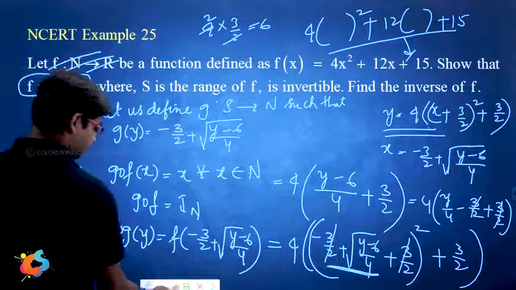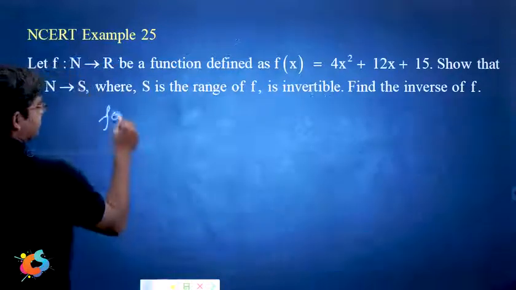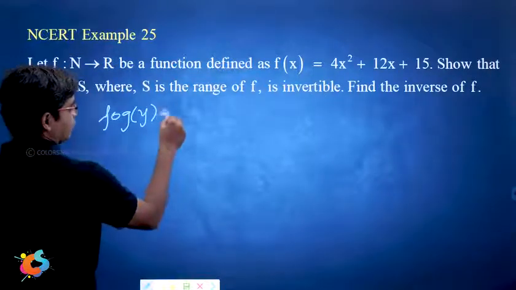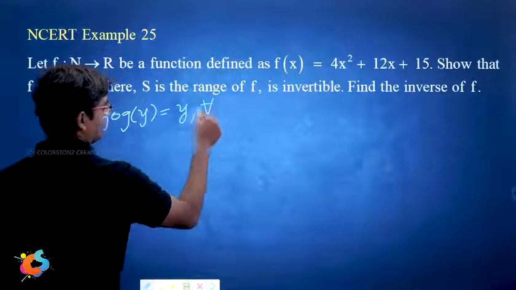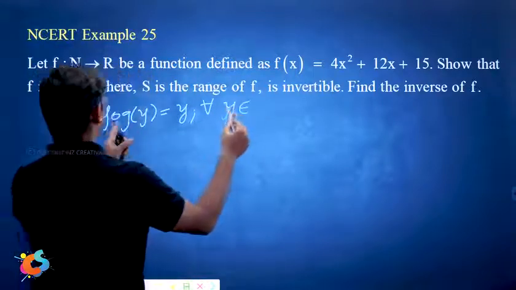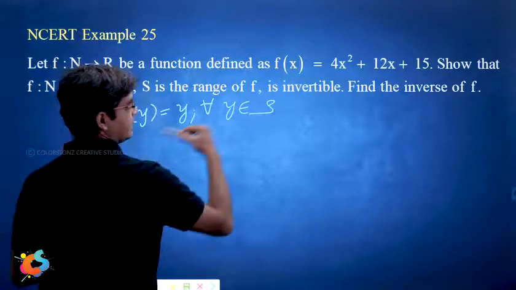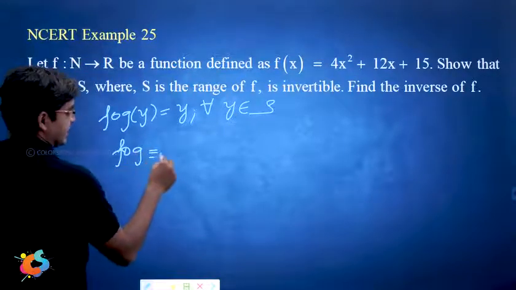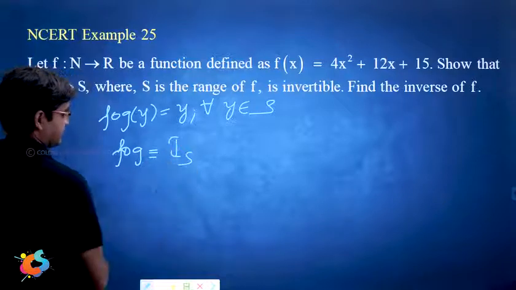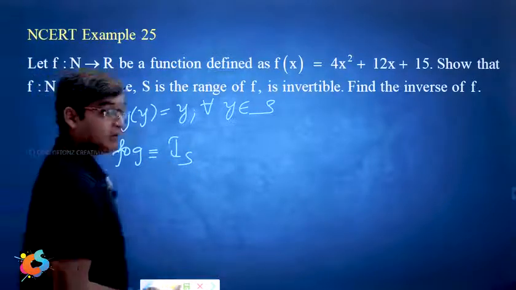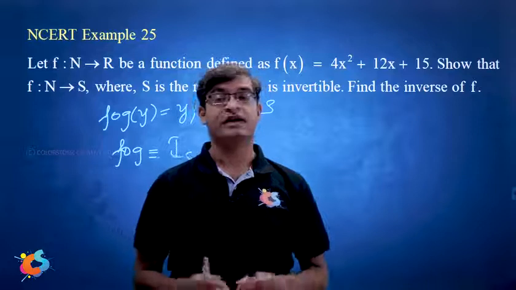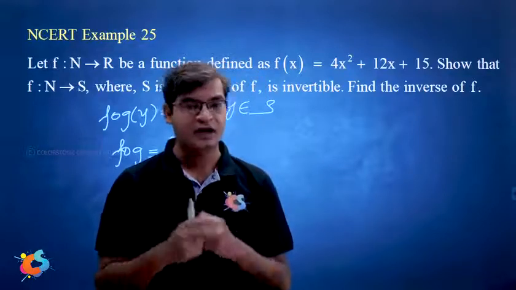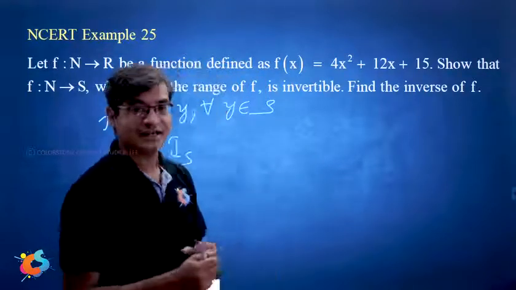So we got f circle g of y is equal to y for all y belonging to domain of g, and domain of g will be S. So therefore, f circle g is an identity function on S. Okay. So this will complete step 4. In step 4, we have to take the composite function and that should come out as identity function.